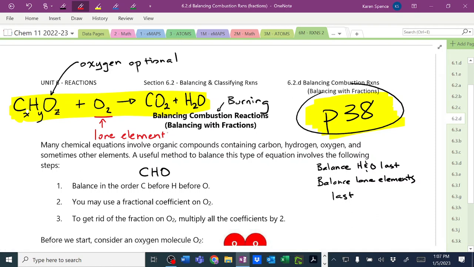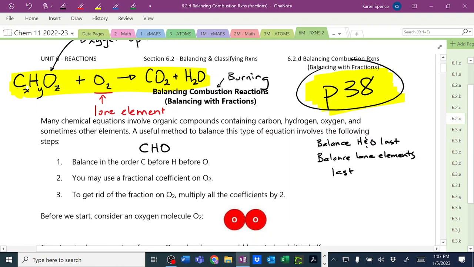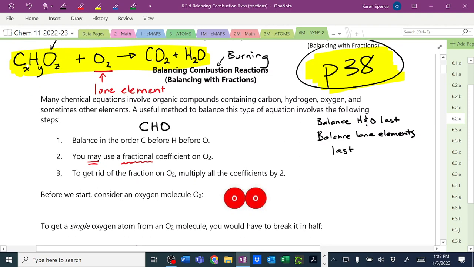So it goes, and you can remember this, it's Cho, which sounds like a person's name, right? Here's the tricky bit. I'll show you another method to do it as well, and you can decide which one you like. You may have to use a fractional coefficient on O2. All right? If you use a fraction, then you need to multiply everything later. Let's start by looking at a single oxygen molecule.